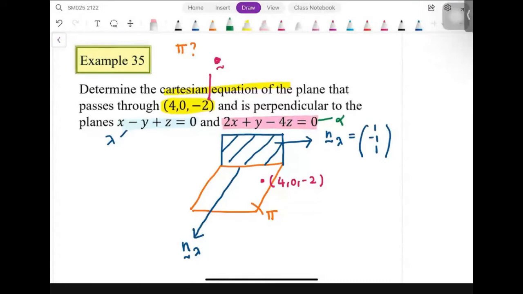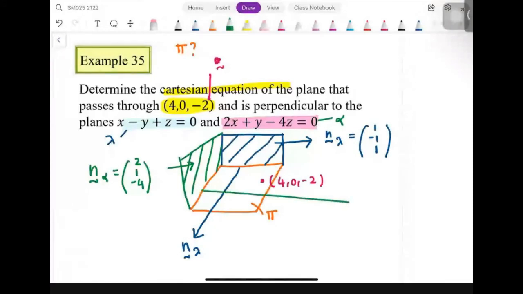Dia perpendicular juga dengan plane pi. So, saya lukis dia ke tepi sini. Sama juga macam tadi, kalau kita dah ada dia punya equation, kita boleh dapat dia punya normal. So, normal for plane alpha ni should be the coefficient. So, 2, 1, negative 4. Okay. Ke mana arah untuk normal? Sama juga, dia mesti tegak keluar daripada plane. So, kalau saya lukis kat situ, arrow dia keluar macam tu. That's normal for plane alpha yang color hijau.